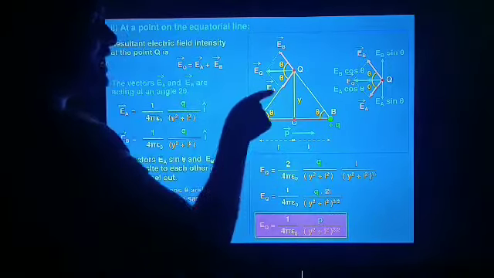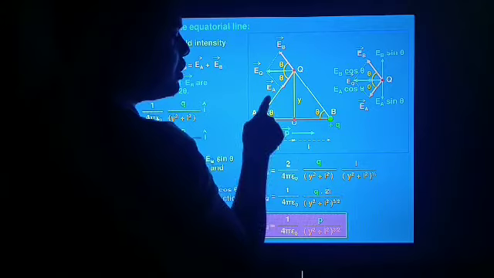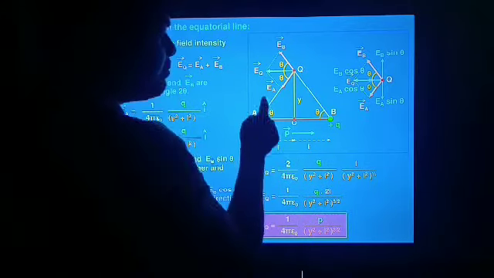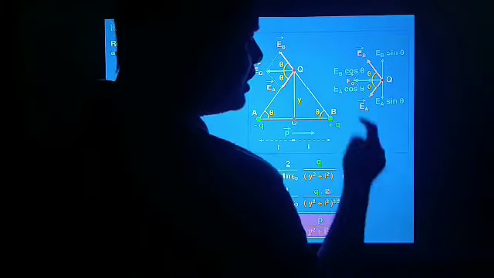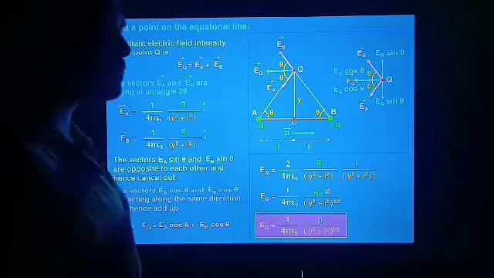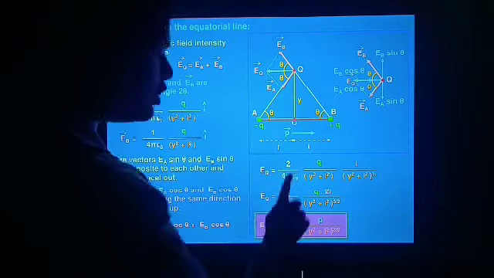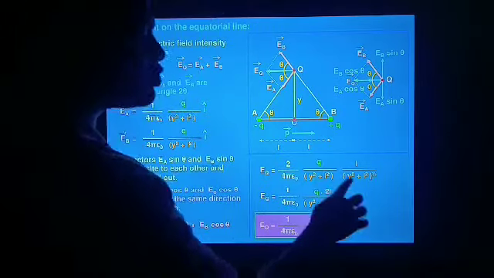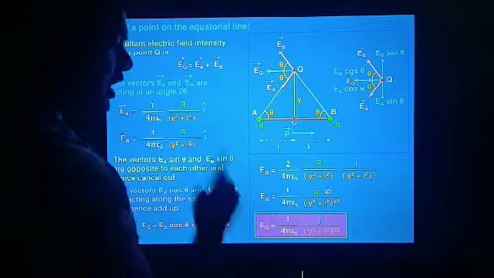Now, what is cos theta? From this diagram, this is theta. Cos theta is equal to base upon hypotenuse. Base is L and hypotenuse will be under root y square plus L square, so that is y square plus L square raised to power 1 by 2. Now, EQ will become 1 upon 4 pi epsilon naught 2QL upon y square plus L square raised to power 1 plus 1 by 2, that is equal to 3 by 2.